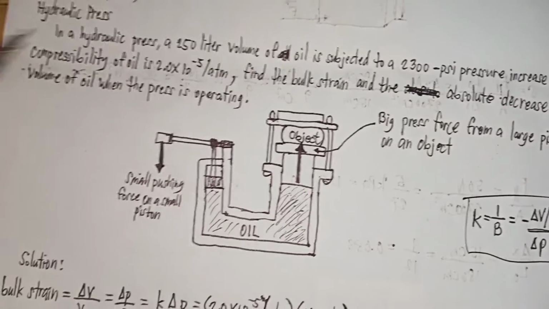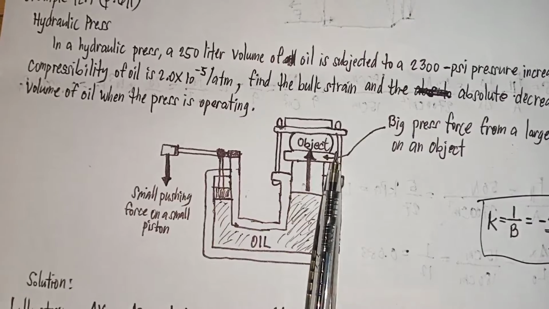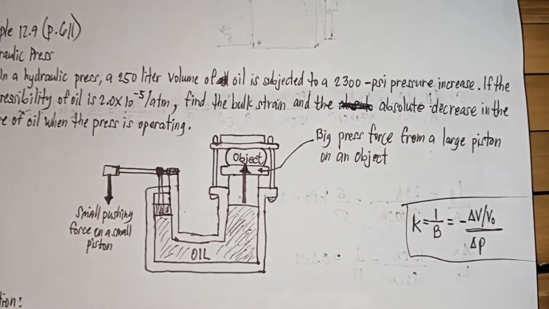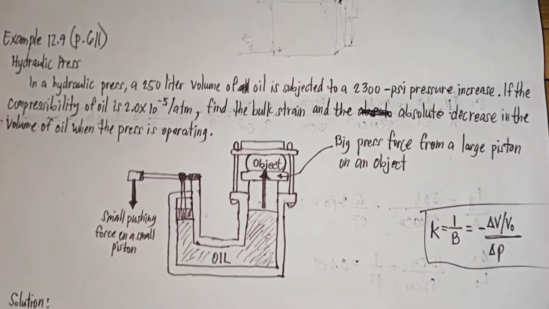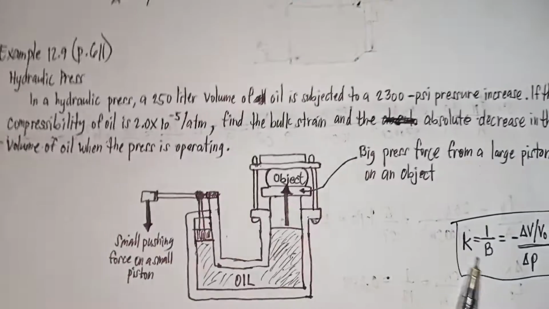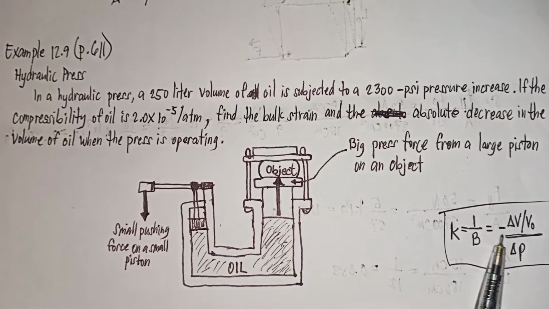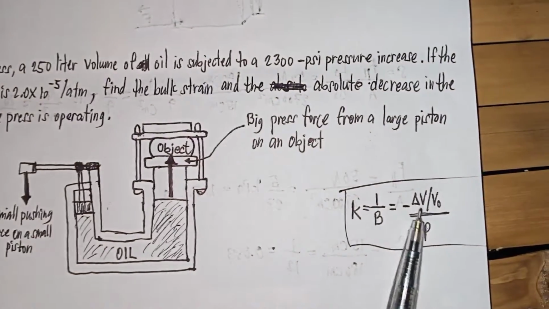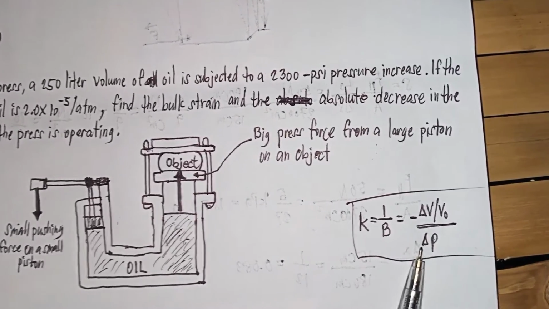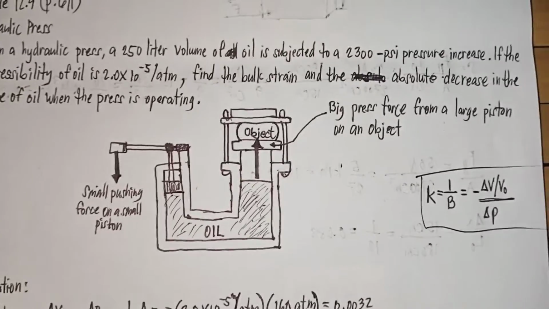So, this is the small pushing force on a small piston, and this is the object, and then the big press force from a large piston on an object. So we must invert this formula: K equals 1 over B equals negative delta V all over the original V all over delta P, in order to find the bulk strain.